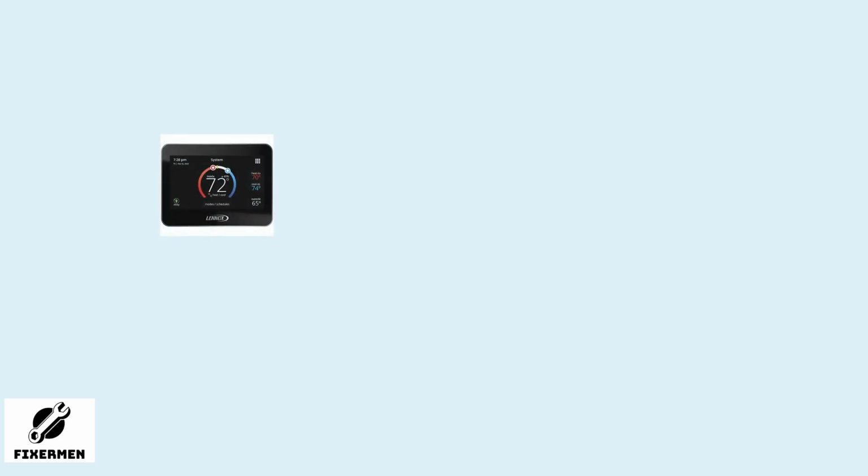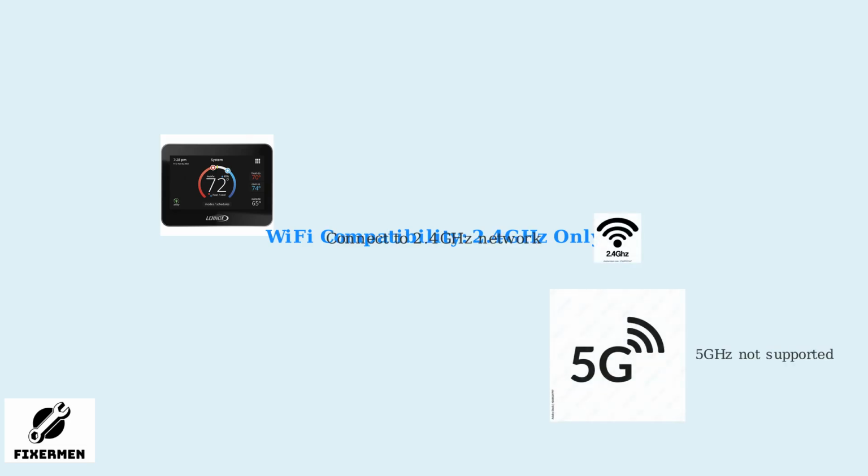The Lennox iComfort thermostat only supports 2.4 GHz Wi-Fi networks for its connection. Make sure your thermostat connects to a 2.4 GHz network, not a 5 GHz one. Next, check the Wi-Fi signal strength at your thermostat's location. Weak signals can cause intermittent problems. Consider relocating your router or using a Wi-Fi extender to improve strength.